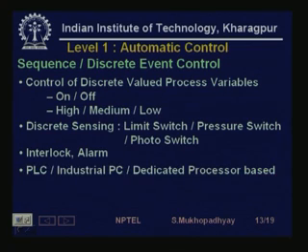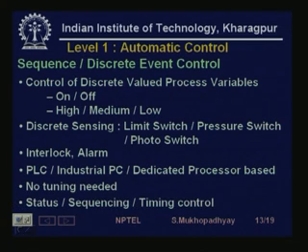Typical hardware which is used for discrete event controllers are programmable logic controllers, sometimes industrial PCs, and sometimes very special purpose dedicated processors, right. So, they obviously do not need tuning, and so you have status sequencing and timing control. One good thing about them is that unless the control logic changes they do not need tuning. So, this is the story of automatic control.